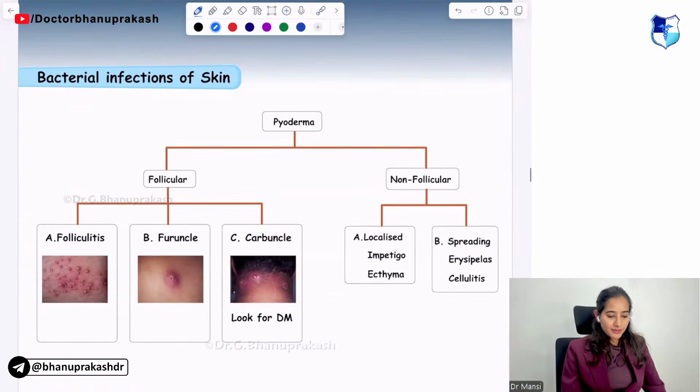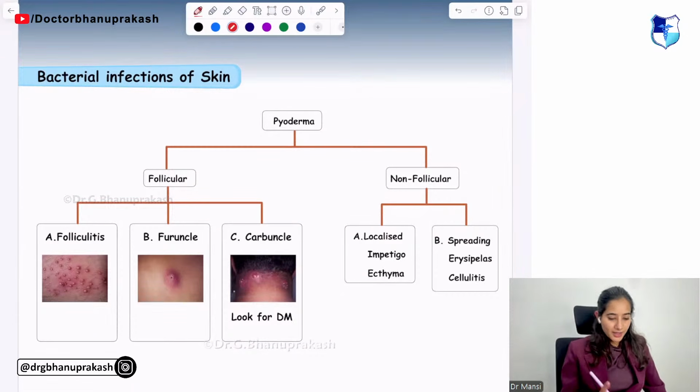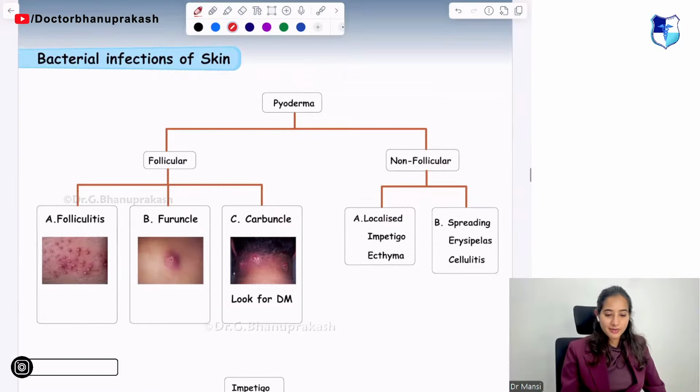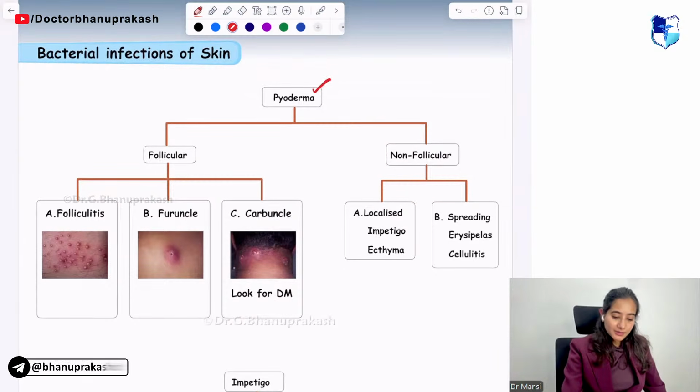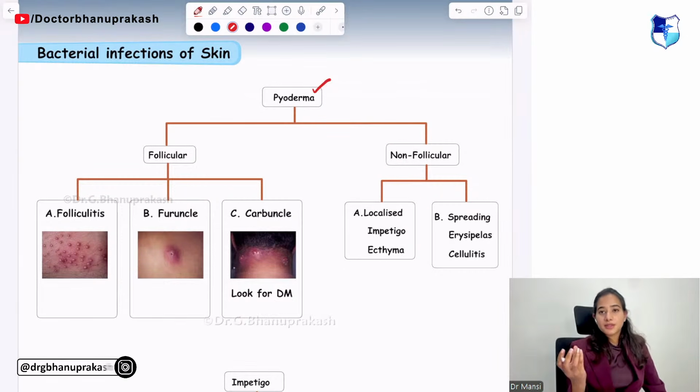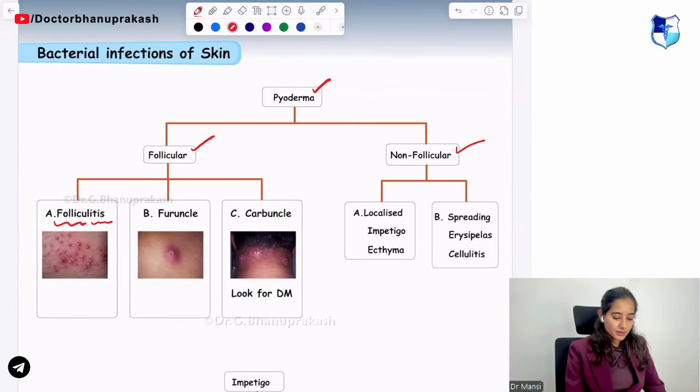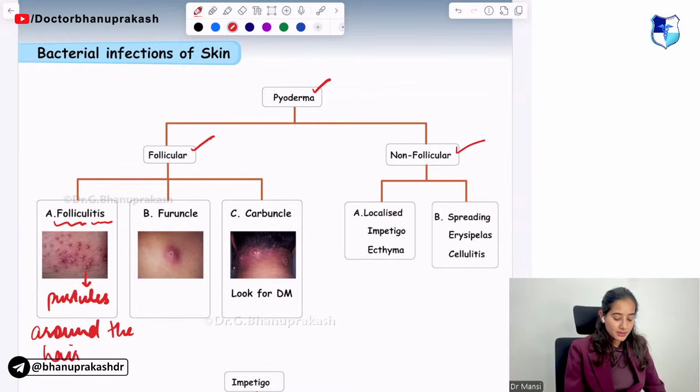Then your bacterial infections of the skin. Also combine it with microbiology, all these infections which we are studying. Pyoderma, pyo, the word for pus. This pyoderma can be follicular and non-follicular; when the follicles are involved, it is follicular. The first type is folliculitis, where pustules are present around the hair follicle. That is characteristic of folliculitis.